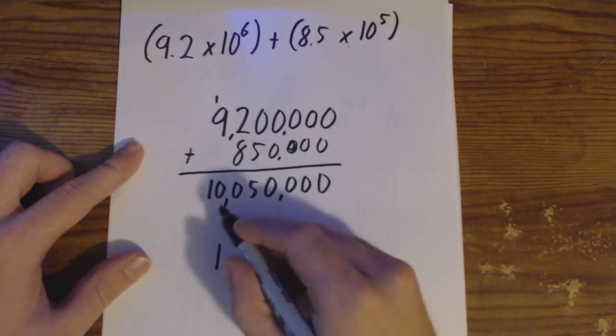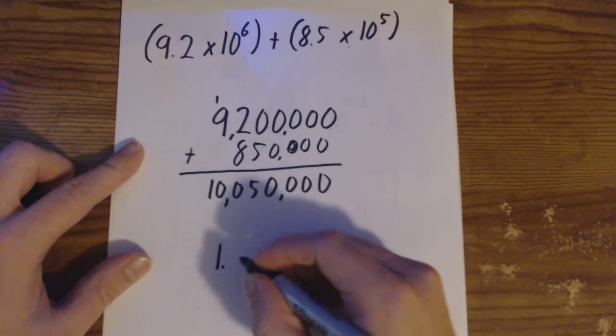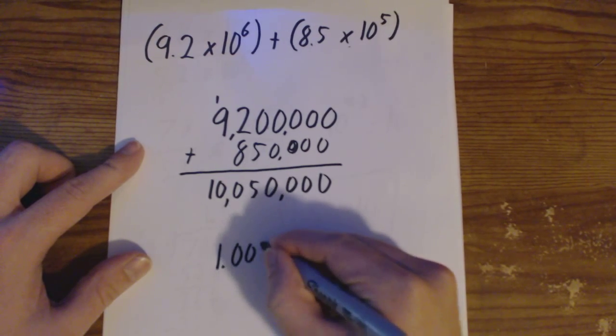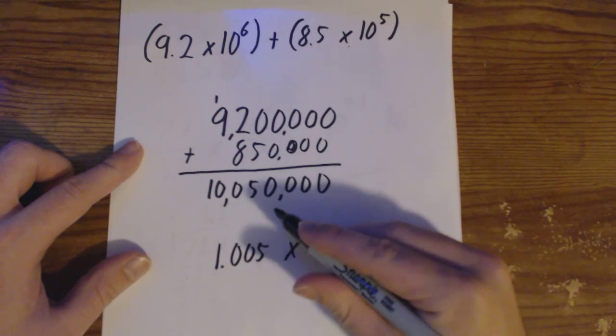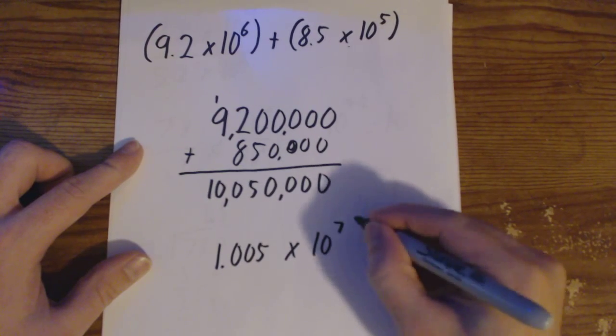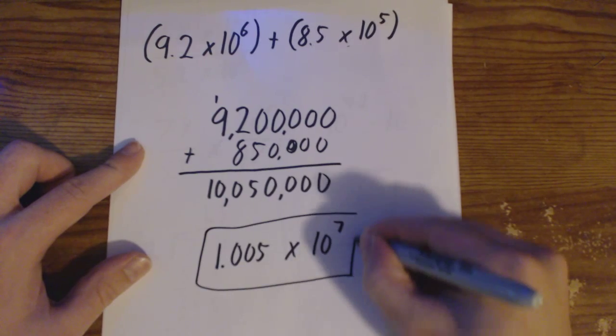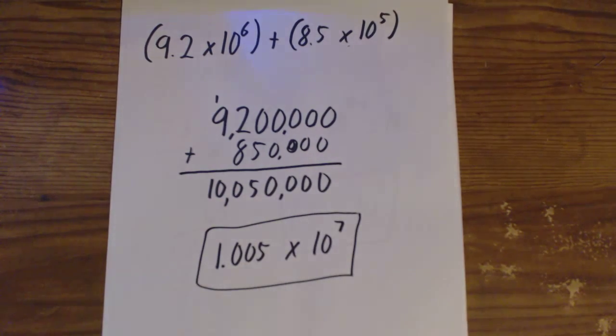I have 1 point. We want to include this 5 in our scientific notation. Times 10, we moved it how many places we said? 7, 10 to the 7th. Which will also be 10,050,000. And that's how you do computation with scientific notation.